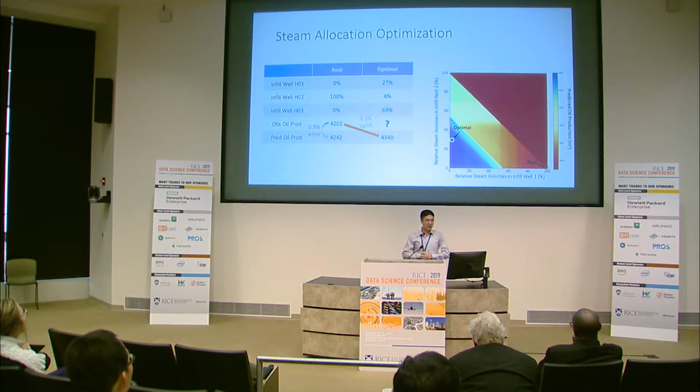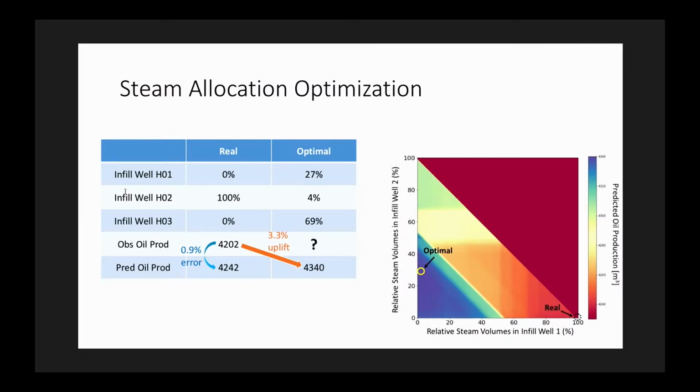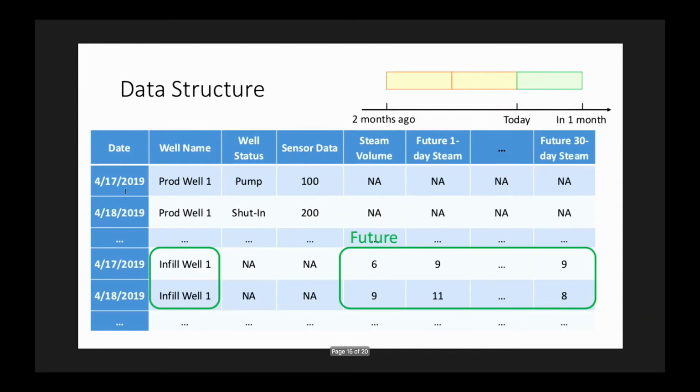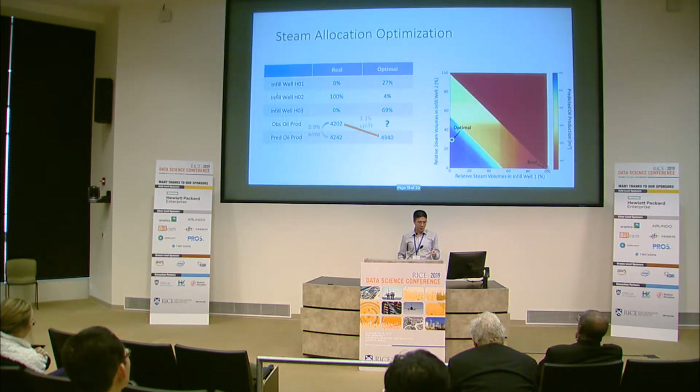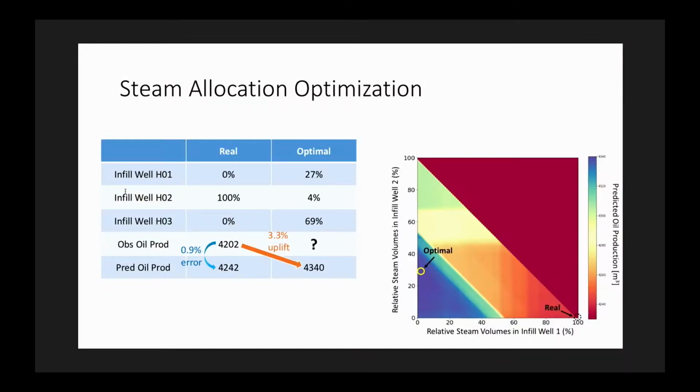So the last part is optimization, as I mentioned before. Now we have this model, and we will go through all the possible scenarios inside this green box, so that this model will give a prediction. Let's take a look at the right part. This is a heat map of oil production in terms of in-field well 1 and in-field well 2.